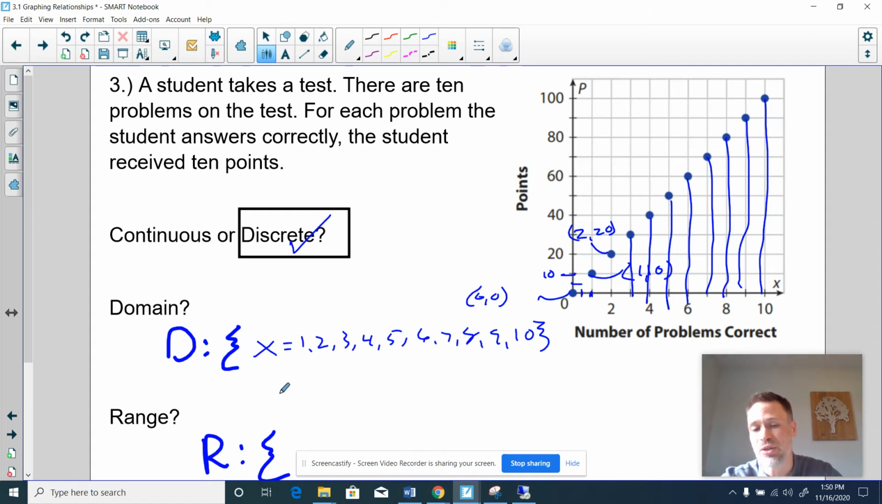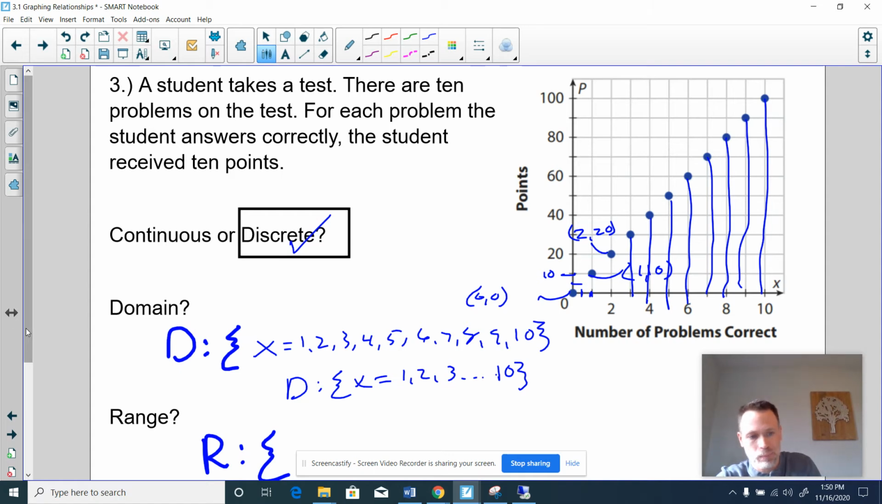I could also do this in a shortcut and say, all right, my domain is x is equal to values 1, 2, 3, and then dot, dot, dot. That 1, 2, 3 means I've established a counting pattern, which means the next one's going to be 4, 5, 6, 7, 8, 9. But it doesn't go all the way to infinity, so I have to say where it ends. Okay? So this is a shorter way to write the same idea.